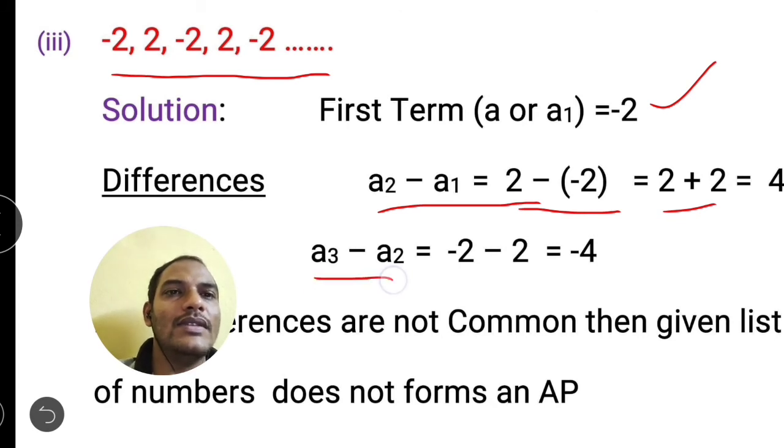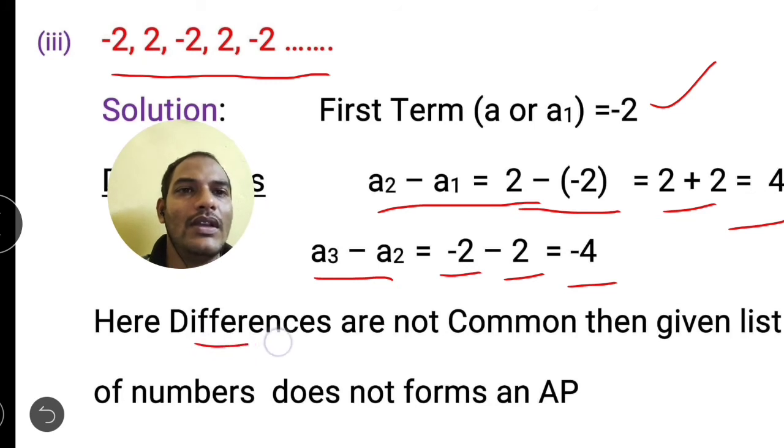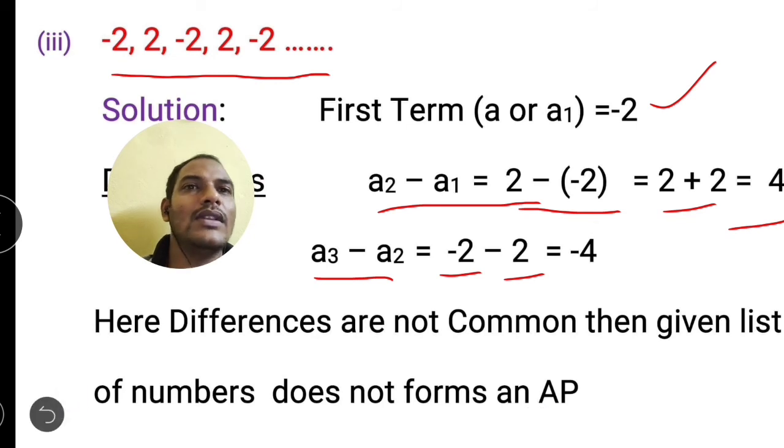Next, the second difference is A3 minus A2. A3 means the third term, which is minus 2. A2 means the second term, that is 2. Minus 2 minus 2 equals minus 4. So it is very clear: the first difference is 4, but the second difference is minus 4. That means the given list of numbers does not follow a common difference. So the differences are not common, and the list does not form an arithmetic progression. So if they do not form an arithmetic progression, then we cannot write the next two terms.